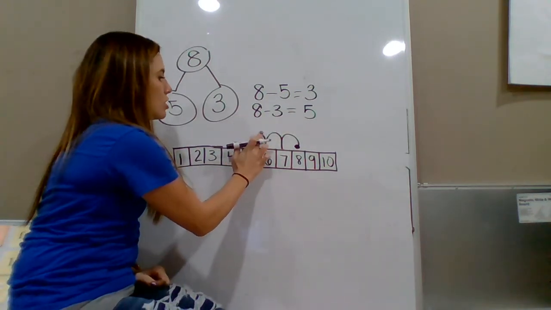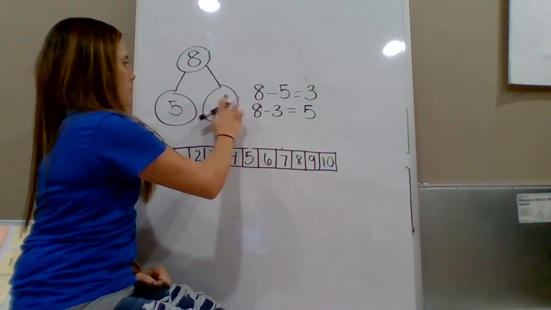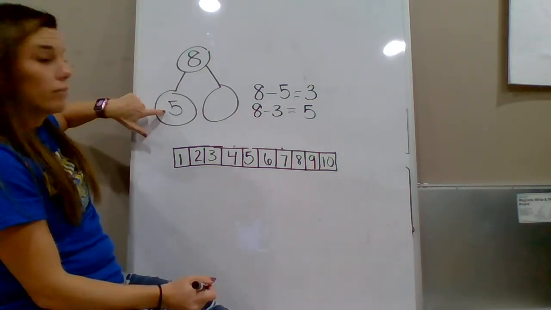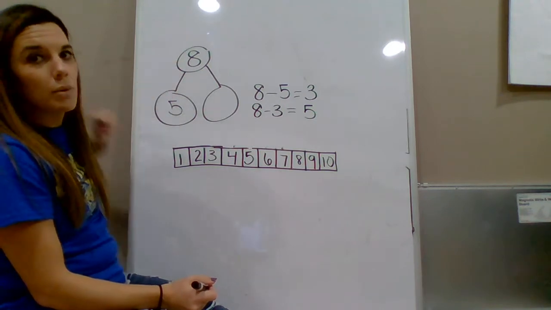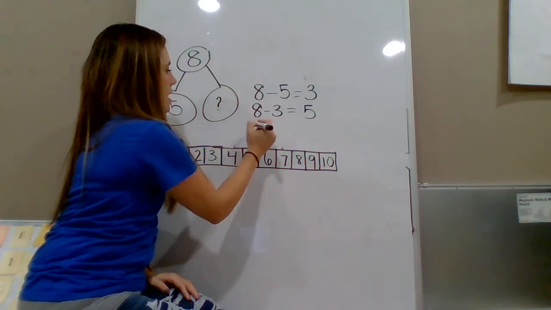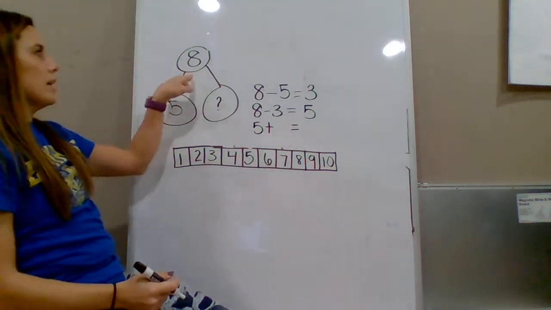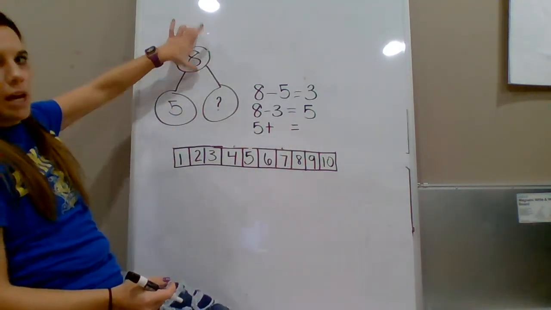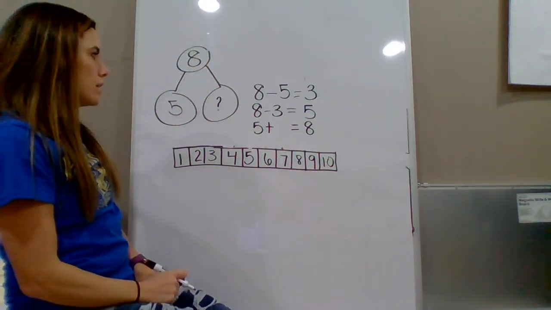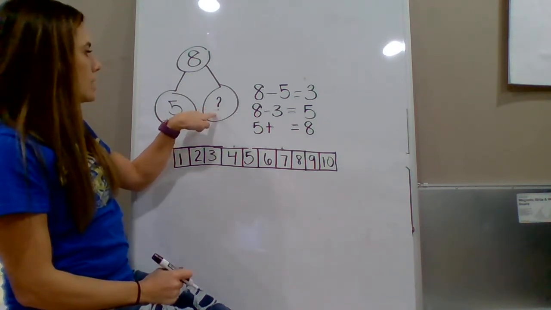Let's think of an addition problem we can do for this. Now, when we switch to addition, we're not going to start with the biggest number. We're going to start with the 5. And we're still trying to find this add-in. We know the answer is going to be 8 because it's at the top of our number bond. Okay, so let's use our counting on strategy to figure out what is here.